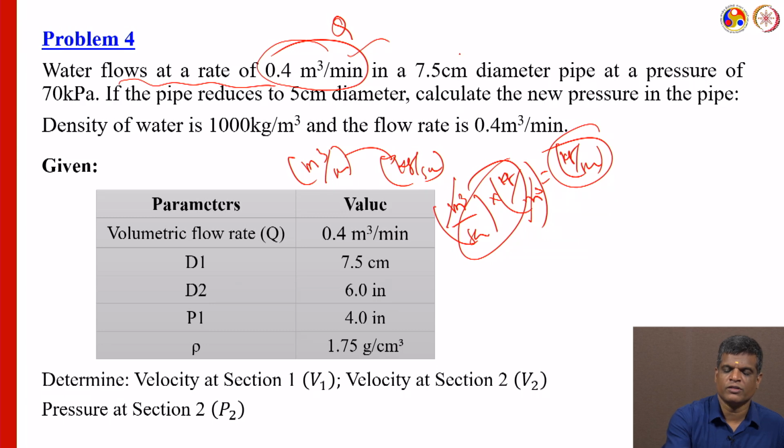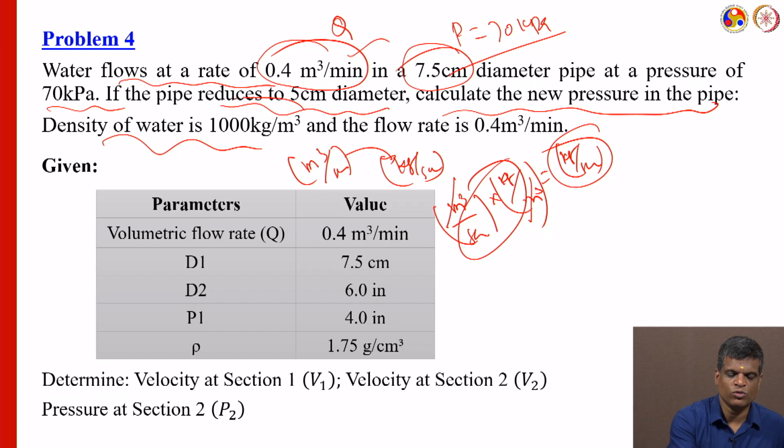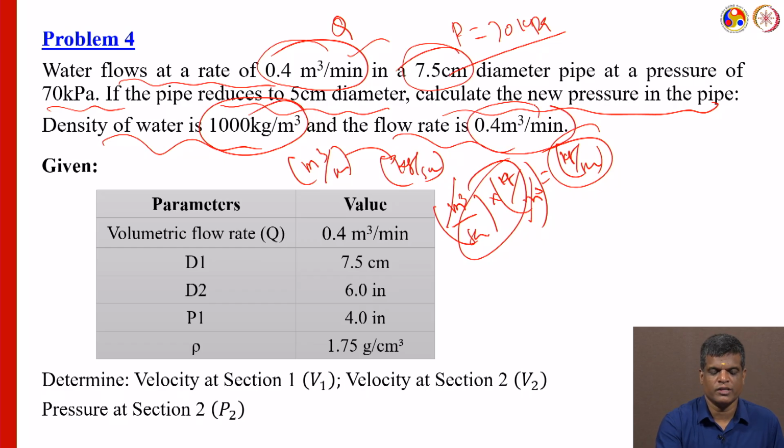Water flows in a pipe of 7 centimeter diameter at a pressure of 70 kilopascal. If the pipe is reduced to 5 centimeter diameter, calculate the new pressure in the pipe. So, they are asking what is the new pressure in the pipe. The density of water is 1000 kg per meter cube, and the flow rate is 0.4. So, flow rate is a volumetric flow rate.